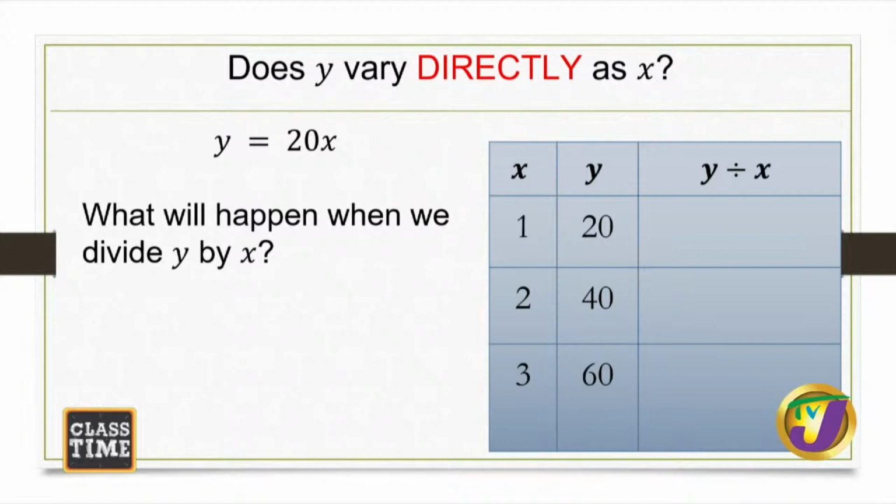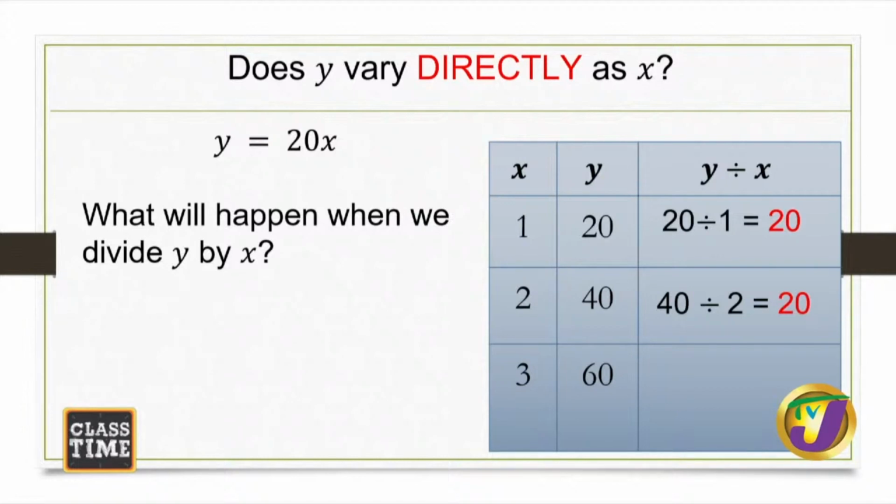All right, let's do that. So we see y here is 20, and when we divide 20 by 1, we end up with 20, correct? I think all our students are comfortable with that one. Let's look at the second one. What about when y is 40 and x is 2? If we divide y by x, what is it that we're seeing there? I recognize we still get 20. That's an interesting observation. I wonder if it's going to happen for the third one.